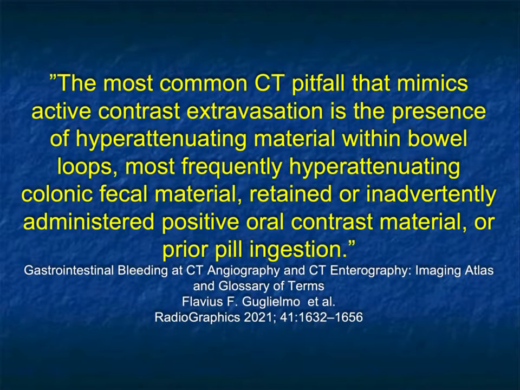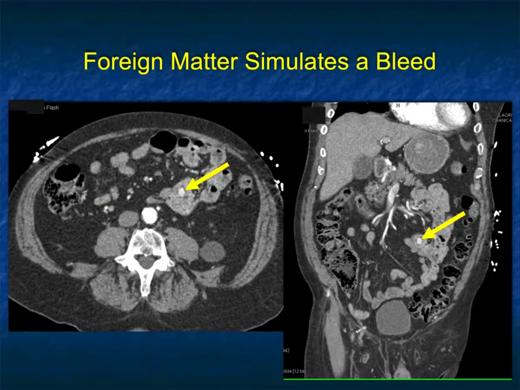The most common CT pitfall that mimics active extravasation is the presence of hyperattenuating matter within bowel loops, most frequently hyperattenuating colonic fecal material, retained or inadvertently administered positive oral contrast, or prior pill ingestion. And all of that is true, but again, dual phase imaging gets around all of the problem.